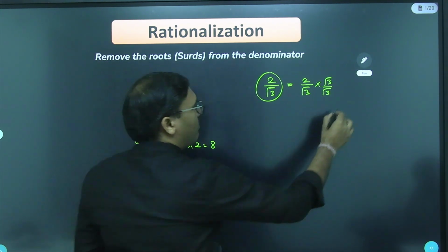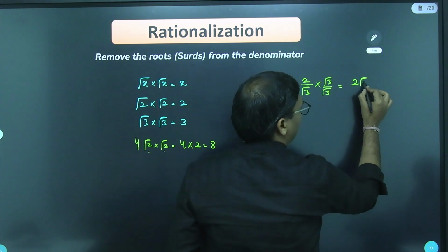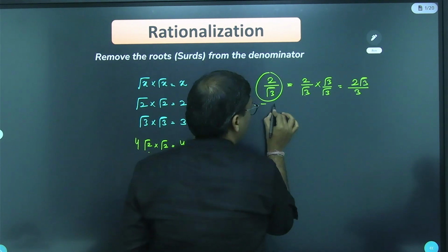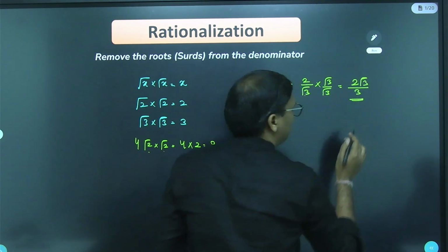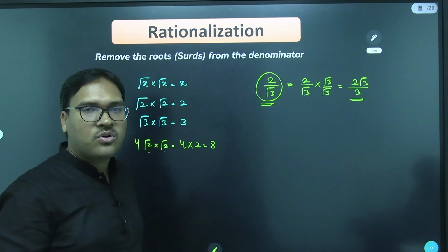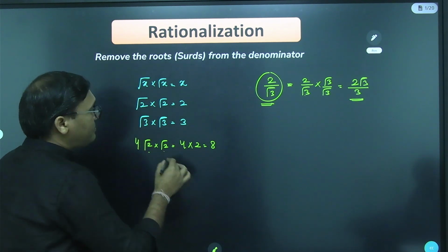You can see why I have multiplied with root 3, because now the numerator will become 2 into root 3, and we know that root 3 into root 3 will become 3. So this number converts to this; we are converting the denominator to a rational number. This is called the concept of rationalization. This is how you do it if you have these types of numbers.